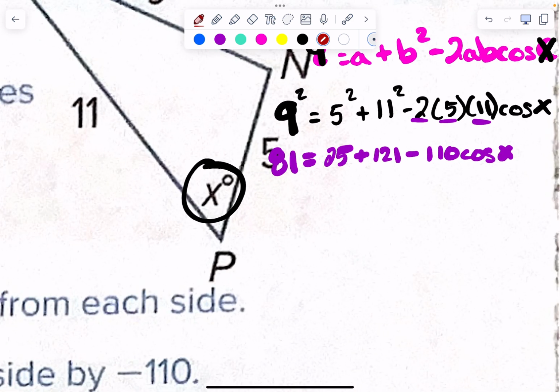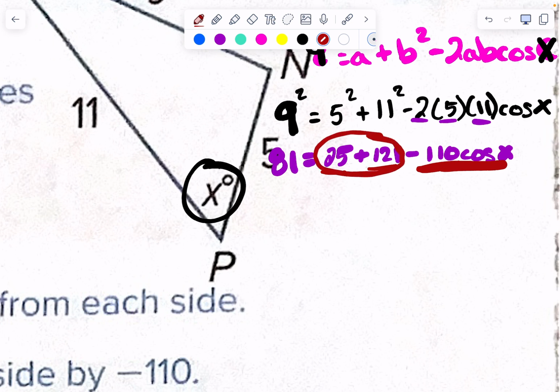But the problem is 25 plus 121 minus 110, people will combine those three pieces. But the 110 is connected to cosine. So you can combine these two, but do not connect the other one. So I've got 81 equals, what's 25 plus 121? 146. 146 minus 110 cosine of X.